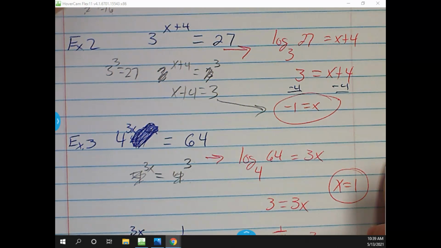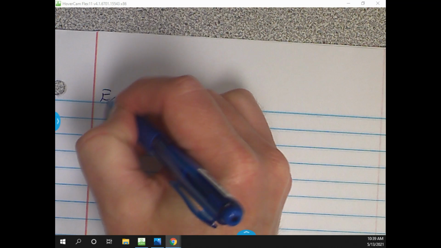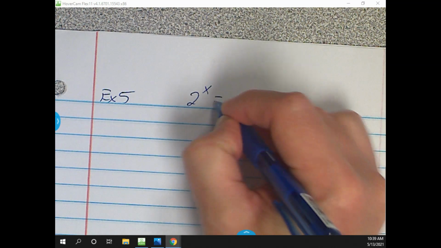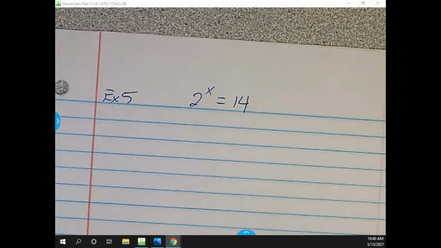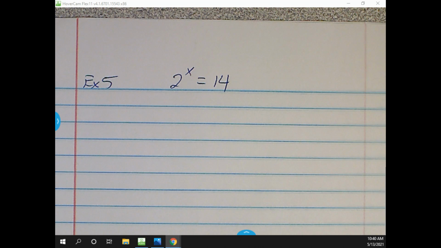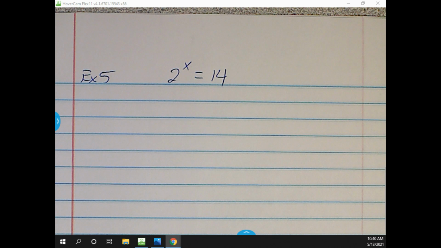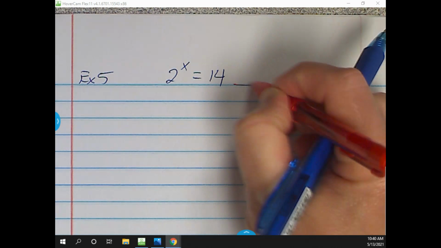All right, but here's one where you're not able to rewrite it. I think we may have done a problem like this the other day. Maybe like 2 to the x equals 14. You go through the powers of 2. There's no way you can take 2 to a power and get to 14. Just not going to happen. So this is one you have to rewrite to get the correct answer.